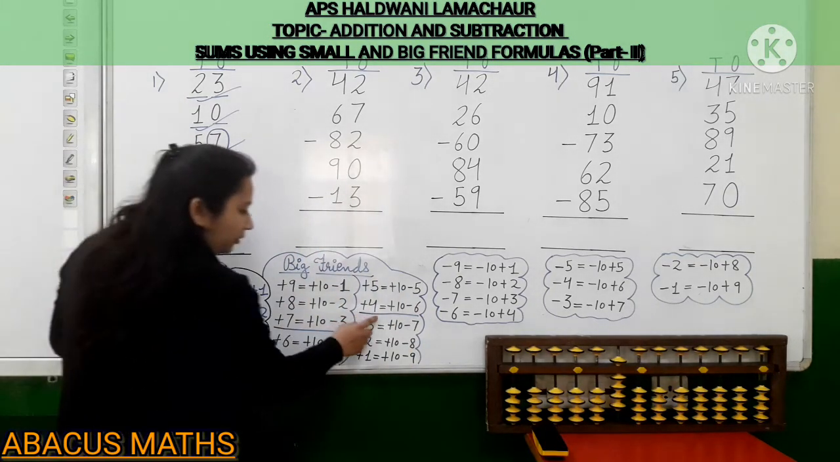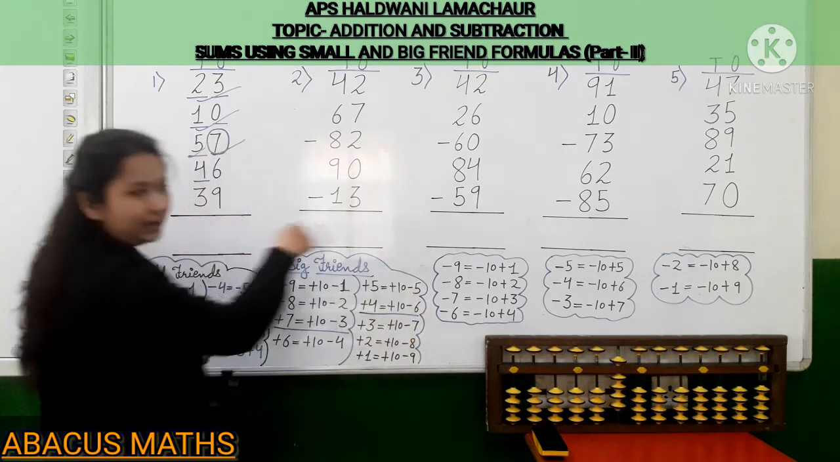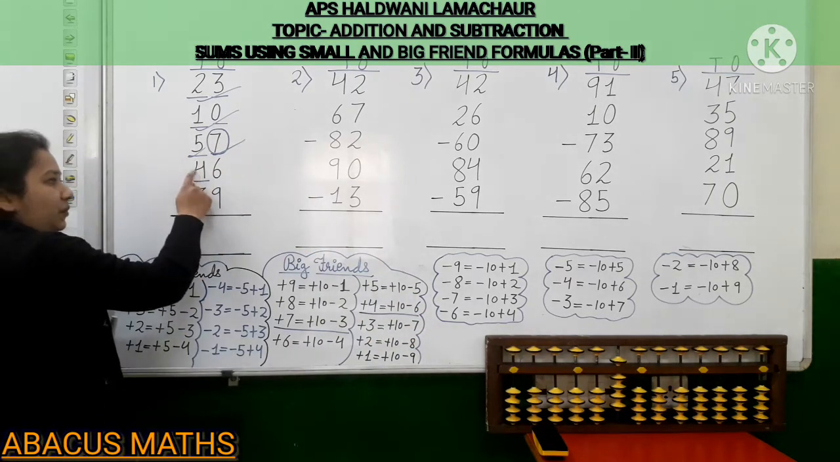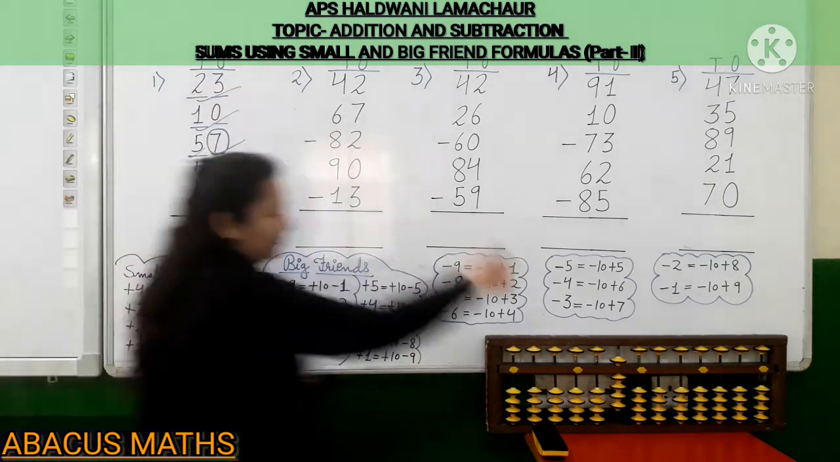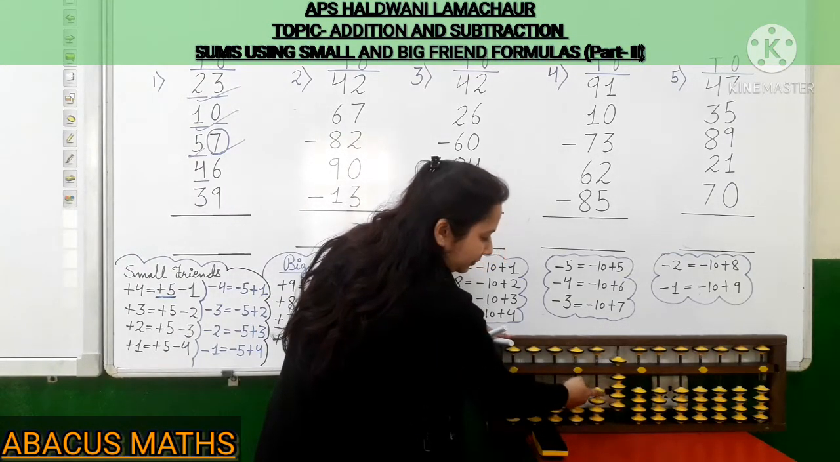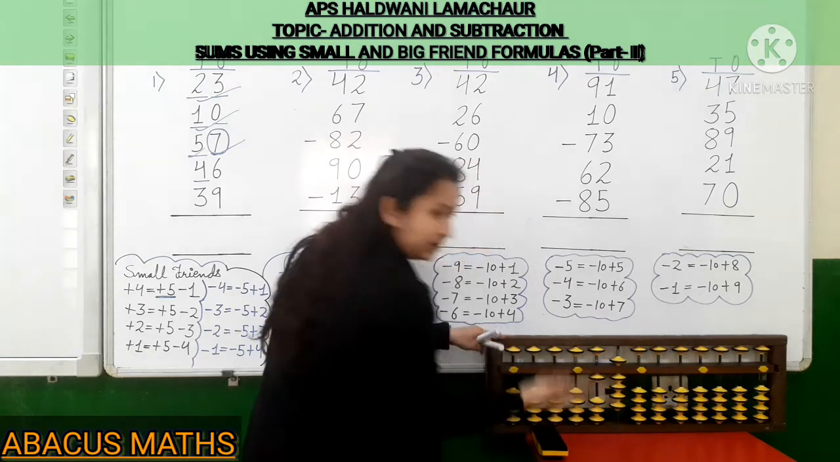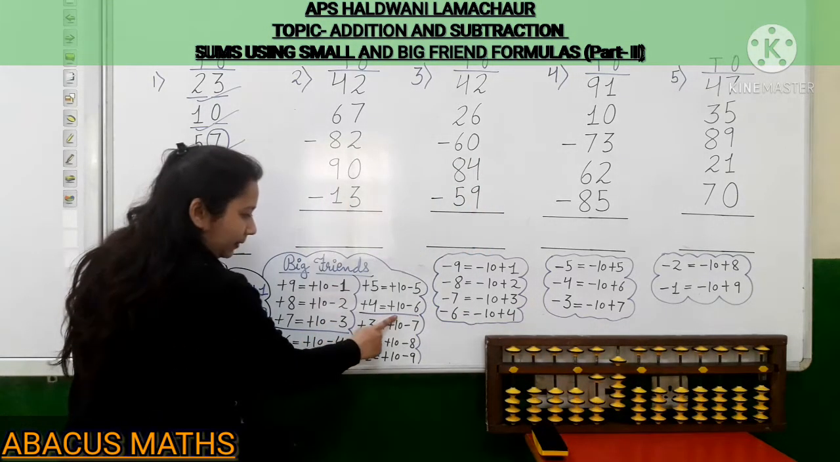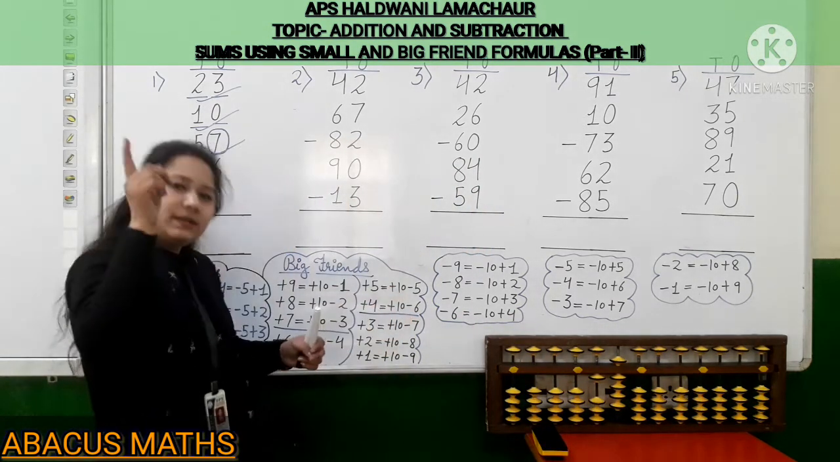For adding 4, use plus 10 minus 6. Now for adding this 4 in the tens rod, means here, plus 10 you will do here. Plus 10 in one rod up and minus 6 from the same rod.